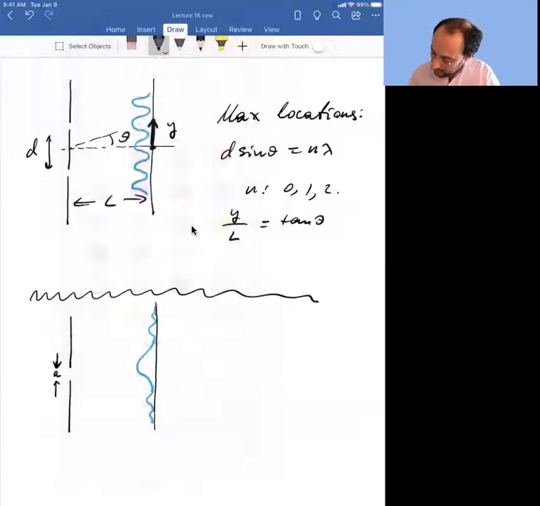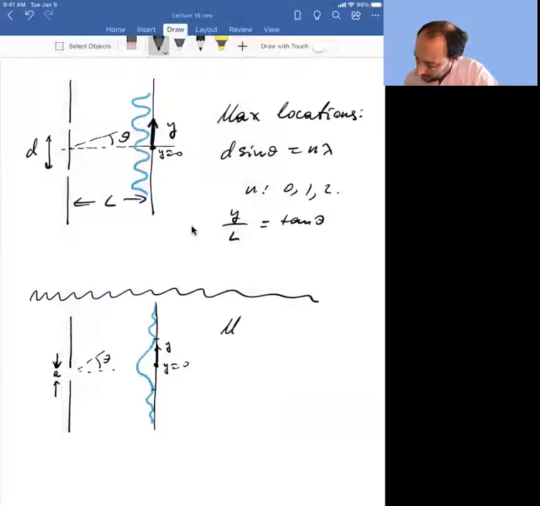And so now here, there is not a formula for positions of maximal points. Again, with the same geometry, here's y equals 0, and I'm measuring y in this direction. Again, I can measure angle theta. And so these are locations of the intensity minimum now.